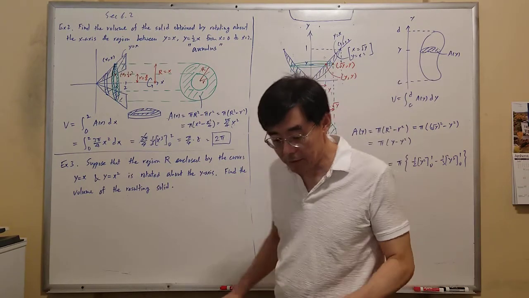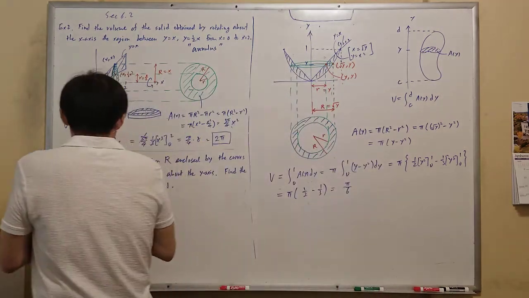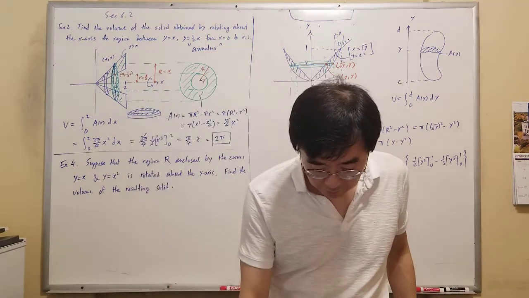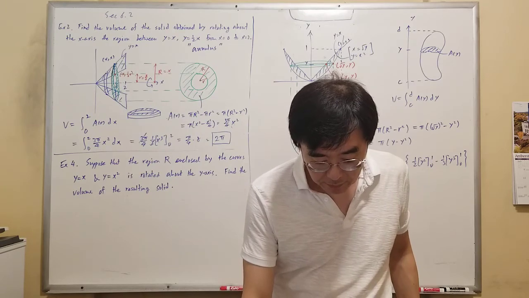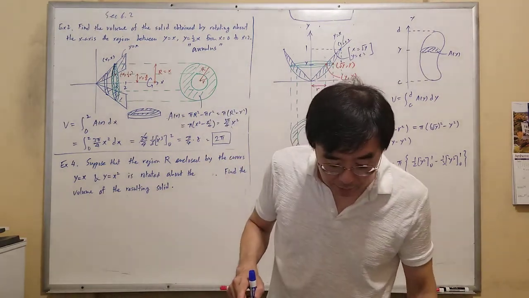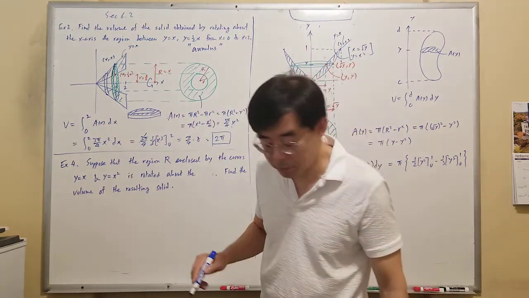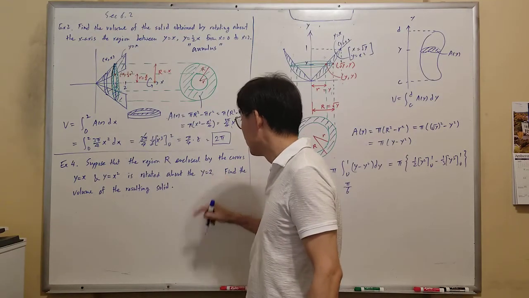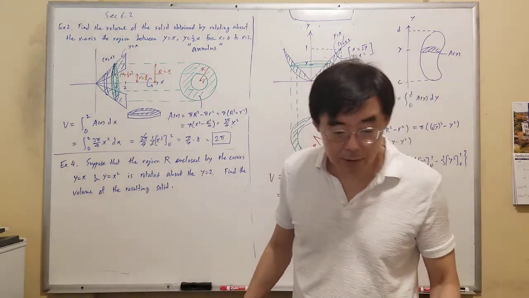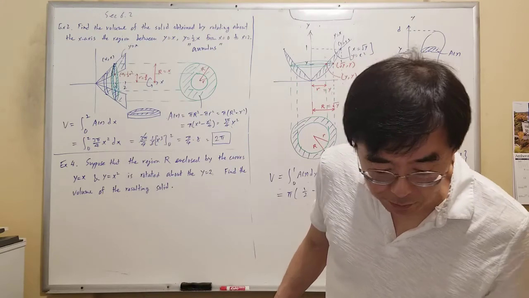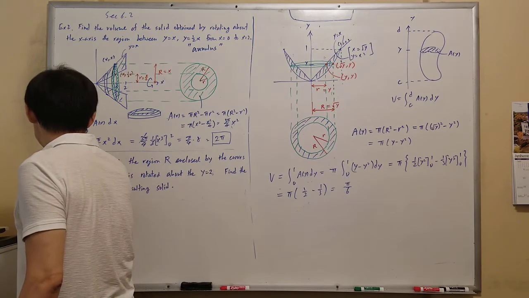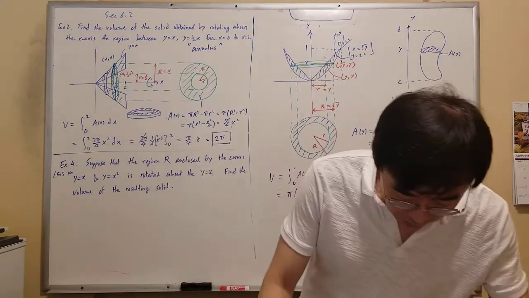Alright, this time, example 4. Suppose the region R is enclosed by the curve. This one we rotate about not the y-axis, but y equals 2. Find the volume of the solid. So this is actually same as example 5 of your textbook. Example 5 on your textbook, page 442.